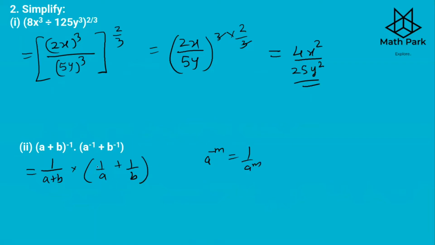Now we take the LCM here. Taking the LCM in the bracket, we have 1 upon (a + b) outside. We will have to multiply by b here and multiply by a here. So this becomes (a + b) upon ab. And this is how we get this a + b and a + b got cancelled. Our answer is 1 upon ab. Got it? So you have done the 2 questions of question number 2.